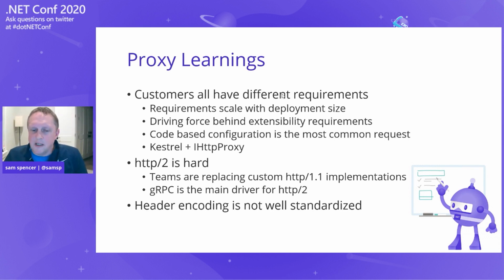The other thing we've learned and realized in this is a number of teams coming to us had already built their own proxy. They built one for HTTP 1.1, but once they started wanting HTTP 2 functionality, which is a requirement for doing gRPC, they were like, oh, this protocol is much harder. We don't want to implement this. And so they looked around and found us and are using YARP to replace their existing HTTP 1 implementation to get gRPC and HTTP 2 capabilities.